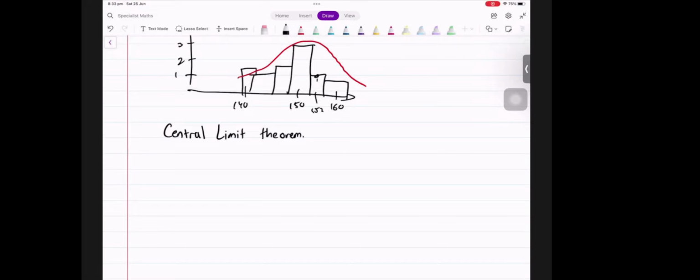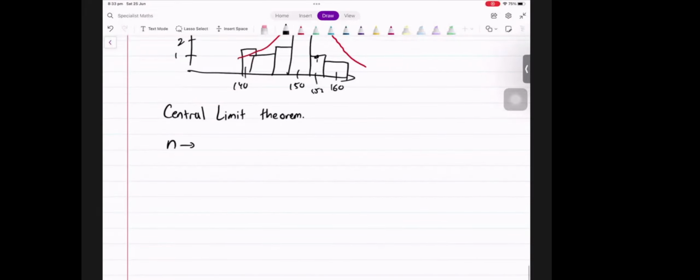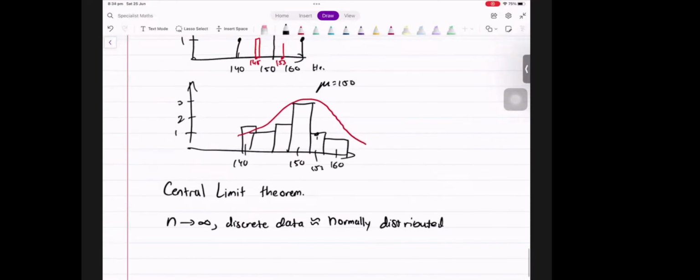What it basically says is that as you increase n, so let's say n goes to infinity, then your discrete data is approximately normally distributed, and that should make sense as well. It should make sense because if you want to keep increasing it, maybe your data might be more like this, more like here, and it starts to become more of a normal distribution, right?